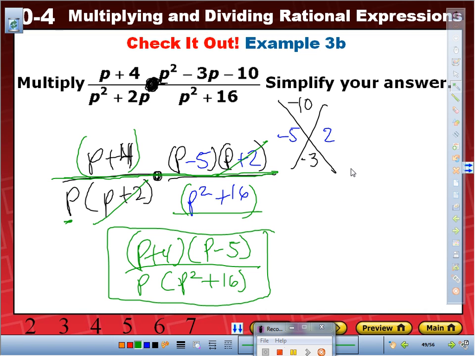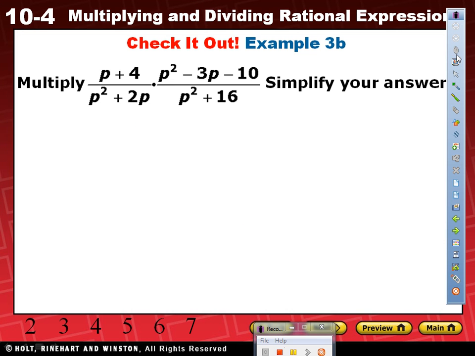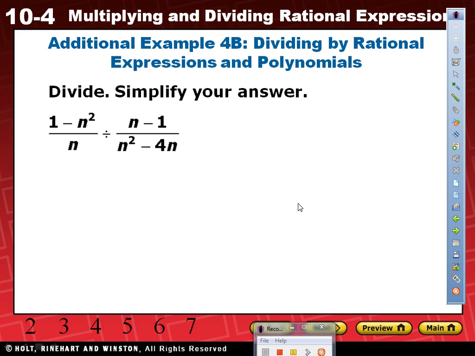Okay, let's do another one. Copy this next one down. Not that one. Copy this one. 1 minus n squared over n divided by n minus 1 over n squared minus 4n. Just copy it. I'm going to do the very first step, and then I'll let you do the rest with me.